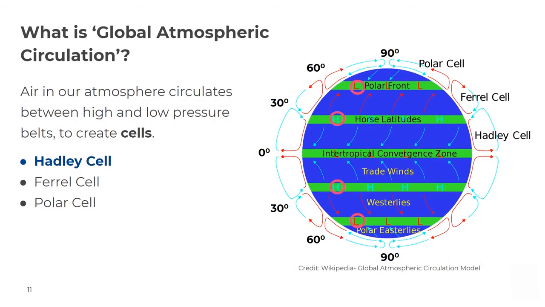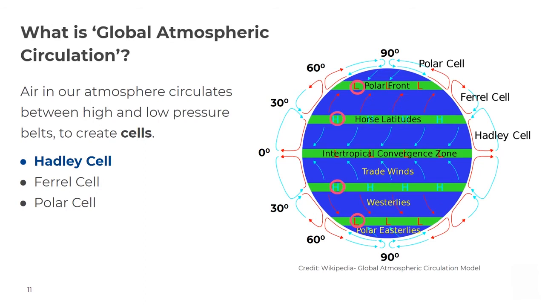Air in our atmosphere circulates between high and low pressure belts to create cells, and there are 3 types of cell. There's the Hadley cell, the Ferrel cell, and the polar cell. We're going to focus on the Hadley cell for the rest of this lesson, and we're going to be reviewing the Ferrel cell and the polar cell in our second lesson.